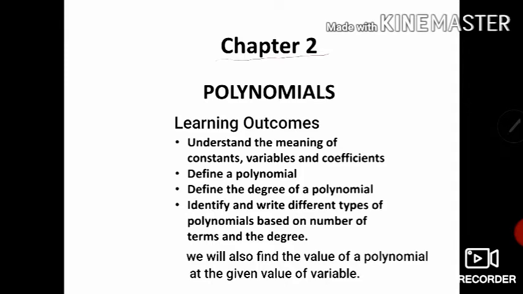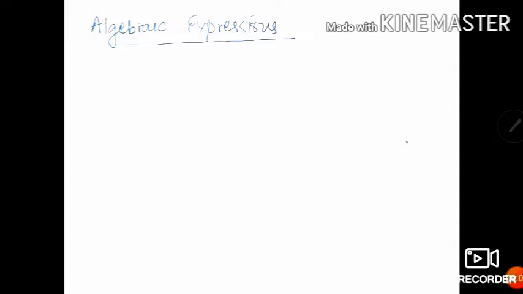So let's get started by recalling what we already know. We will begin by recalling what we have learned about algebraic expressions in our lower classes. An expression that is formed from any combination of variables and constants by using some or all of the operations like addition, subtraction, multiplication, division are called as algebraic expressions.